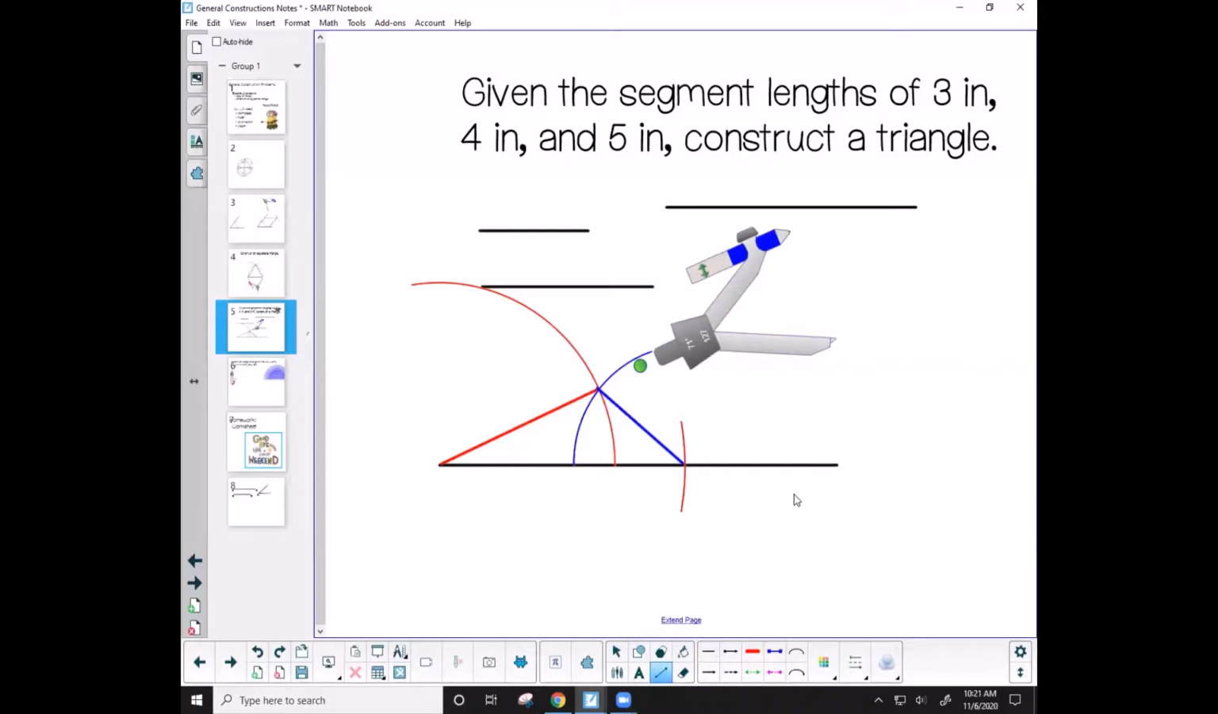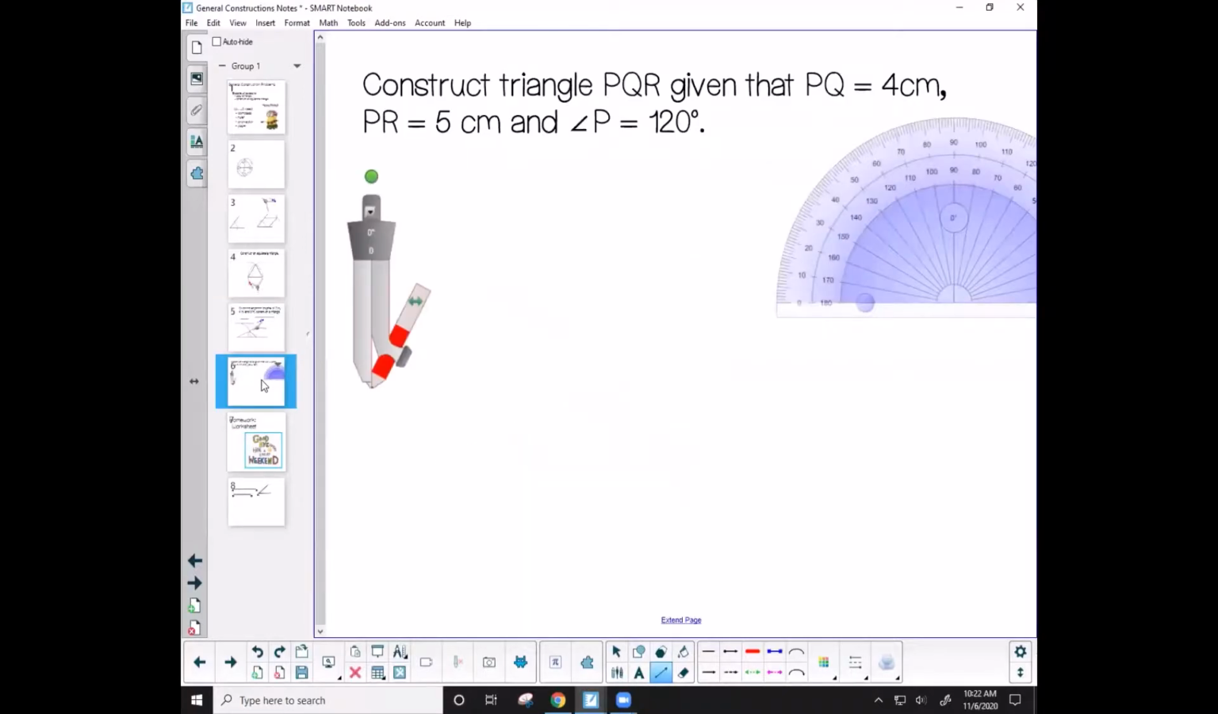So next what we're going to do, we're going to construct triangle PQR, given that PQ is 4, PR is 5, and the measured angle P is 120. Okay, now, I'm going to let you use your protractor for what we're doing today. But could we construct a 120-degree angle without a protractor? We can.